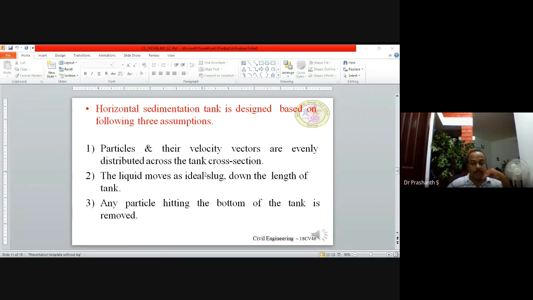Particles and their velocity vectors are evenly distributed across the tank cross section. Liquid moves as an ideal slug down the length of the tank. Any particle hitting the bottom of the tank is removed.